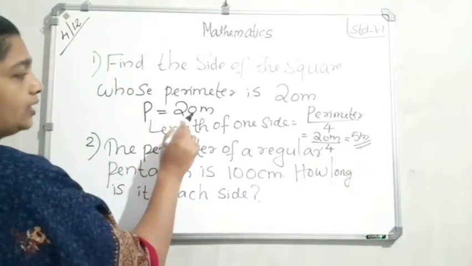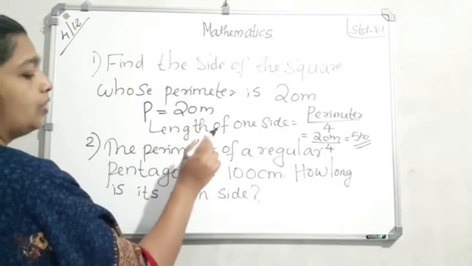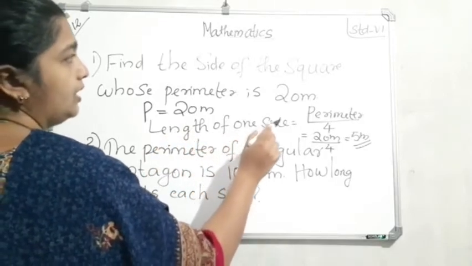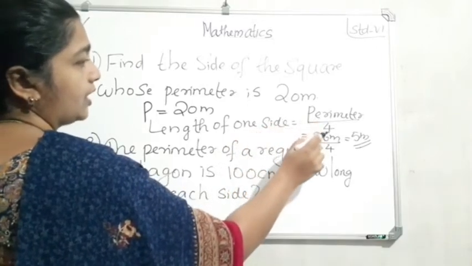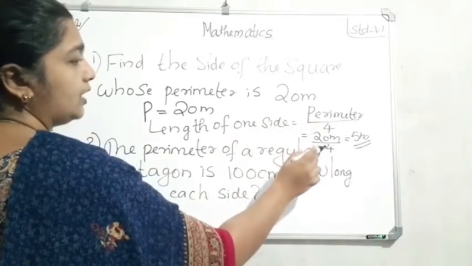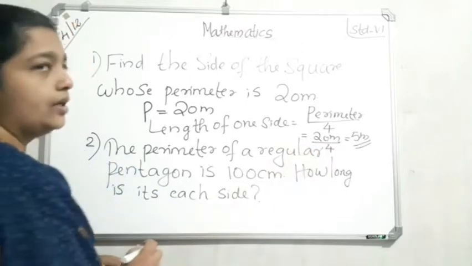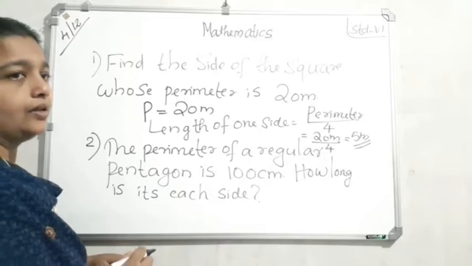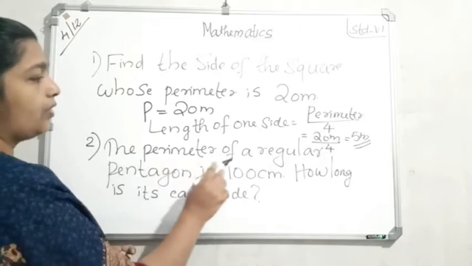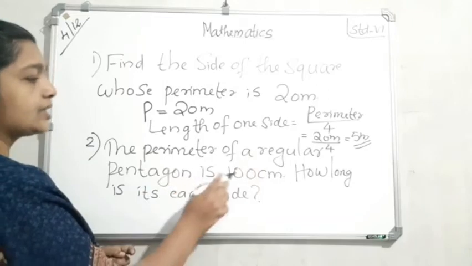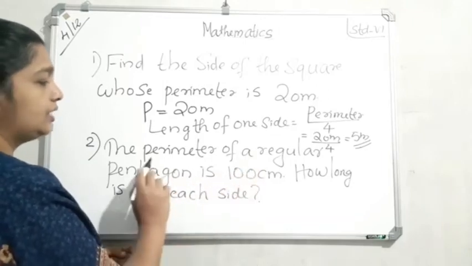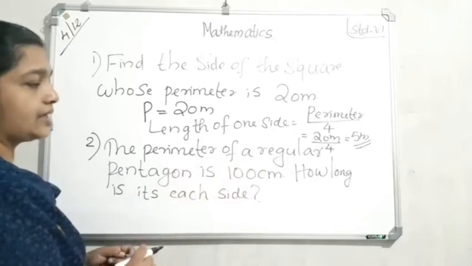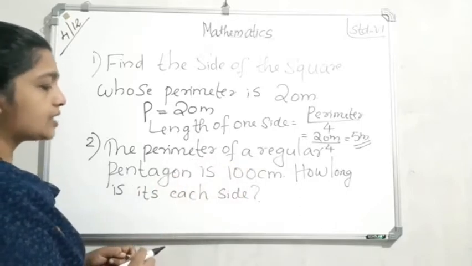Once more, perimeter equals 20 meter. Length of the side equals perimeter by 4, that equals 20 meter by 4, equals 5 meter. Write neatly. Next question. The perimeter of a regular pentagon is 100 centimeter. How long is each side?